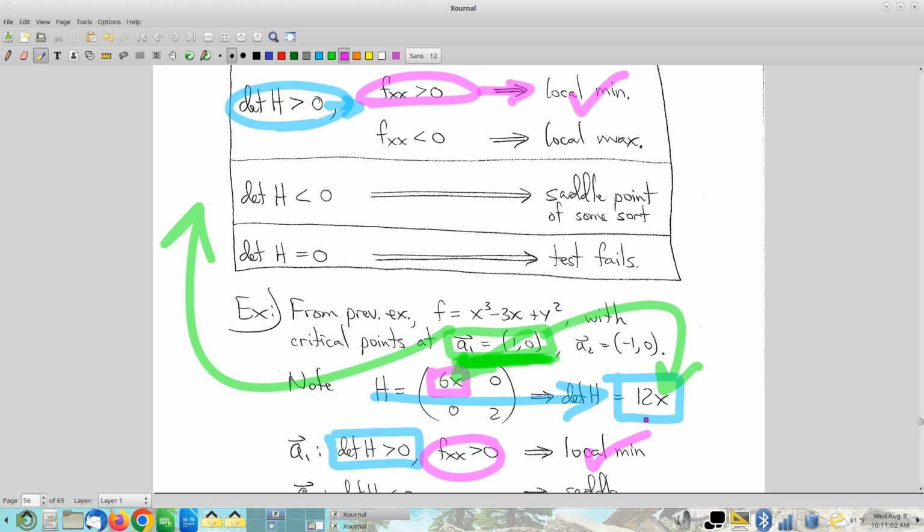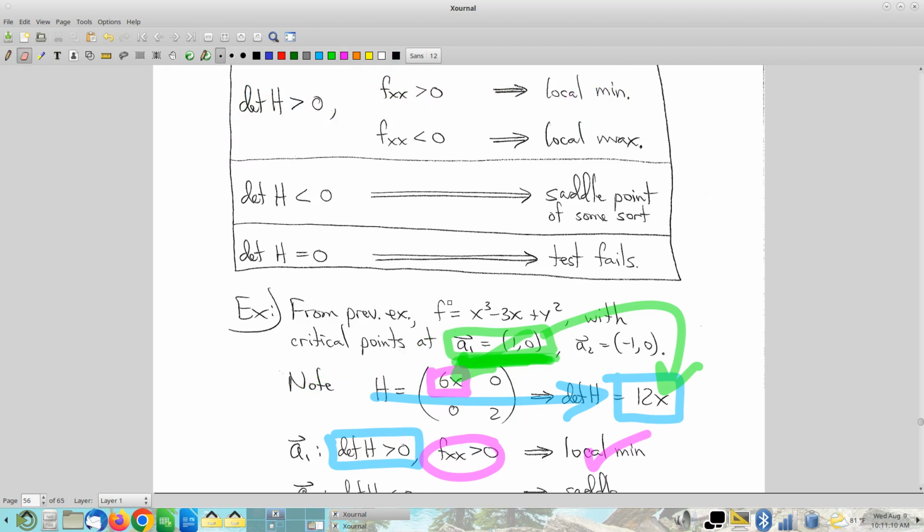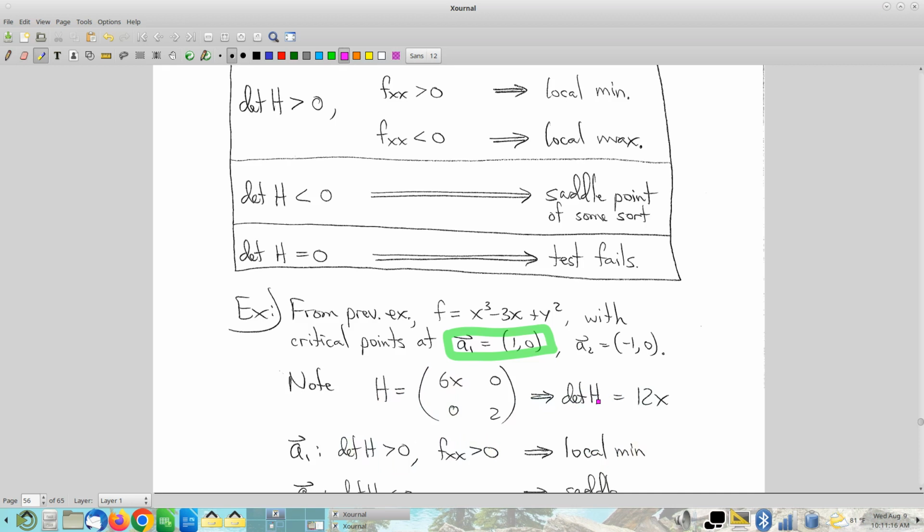Everybody see how I went down the flow chart, as it were? All right, now, of course, all of that only applies to this one point that we were looking at, right? We were just looking at (1, 0), so it's only (1, 0) that I get to conclude is a local min. So now let's consider this other point.